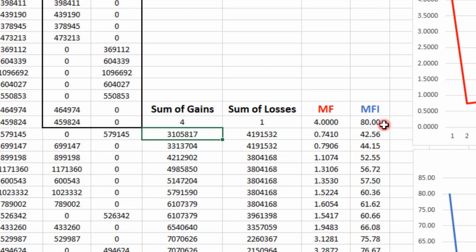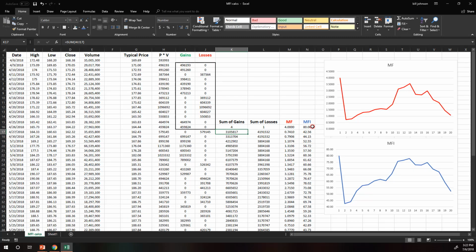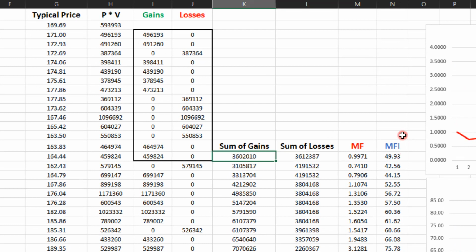So to see how that works, let's pull up the formula. If I have 4 out of 5, that was a ratio of 4 to 1. So we would say the ratio was 4. We add 1 to it, that gives me 5. I divide that into 100, that gives me 20. I subtract that from 100, it gives me 80. Exactly what we came up with, just a lot simpler to do in your head. So there's the 80. I'm going to reset these numbers there. So that's how we got this first MFI number here.